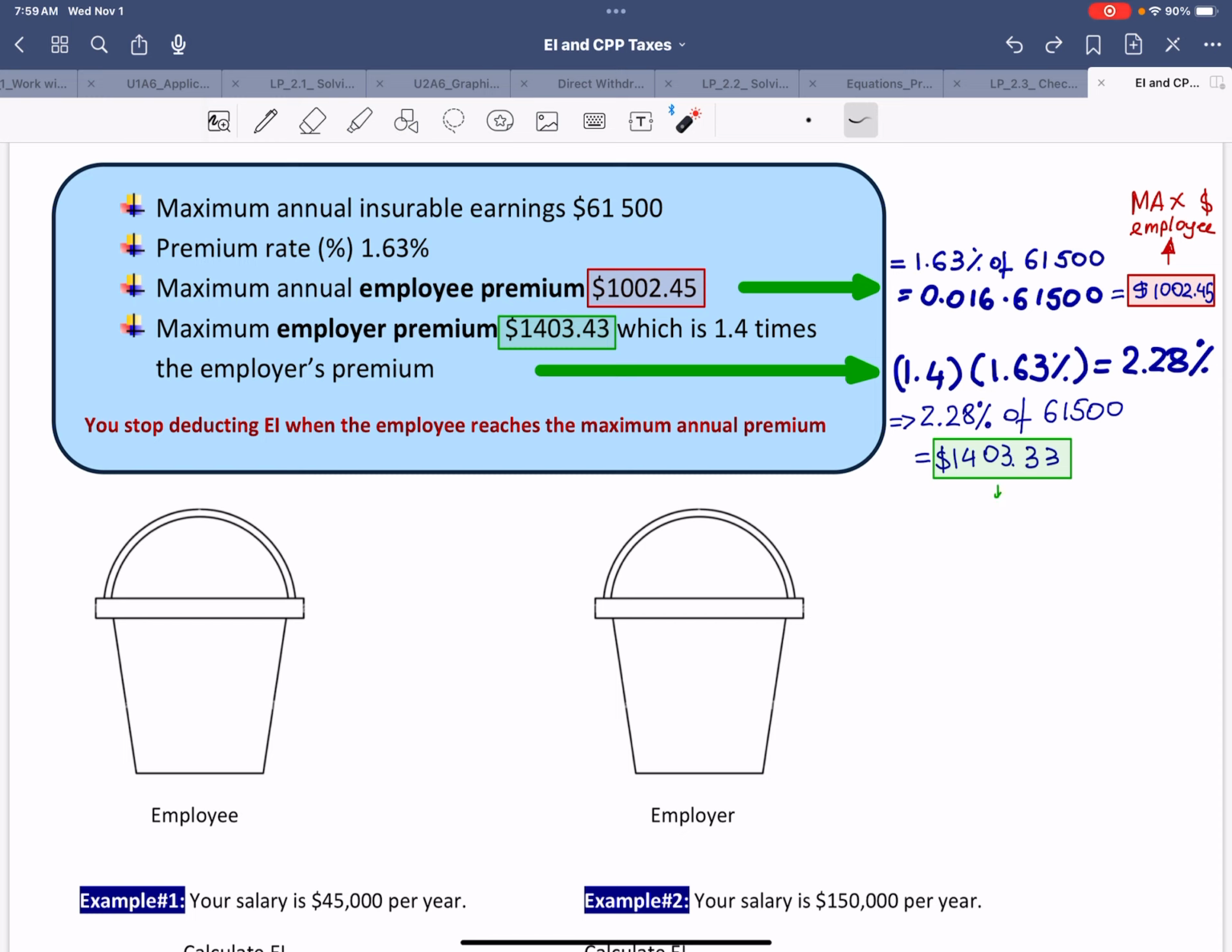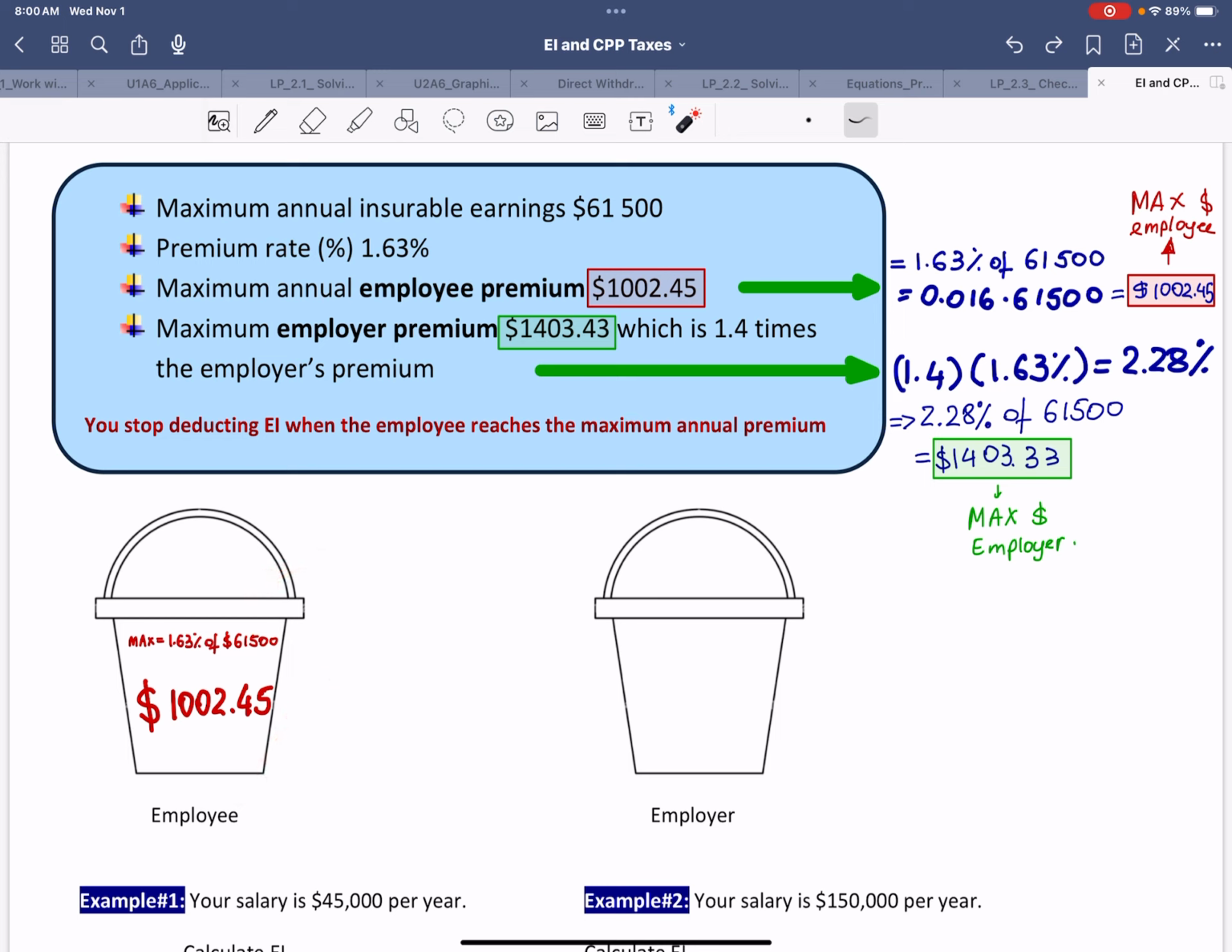how this works. So I'm going to say that the maximum amount the employer pays is $1,403.33. The maximum that the employee pays is 1.63% of 61,500, or $1,002.45, which means that this bucket can only fit $1,002.45. Anything above it is not going to come out of the employee's pocket.